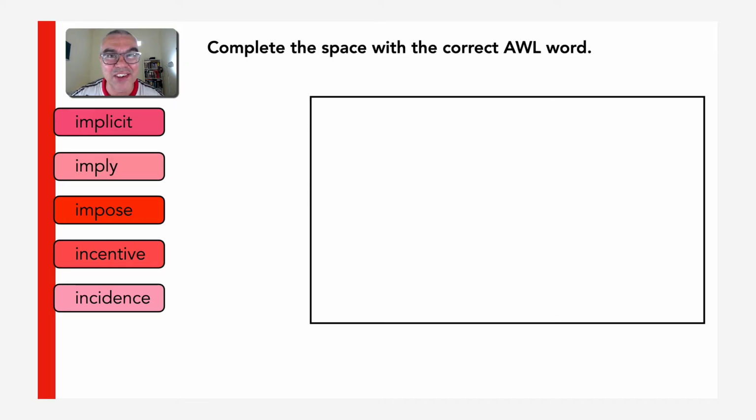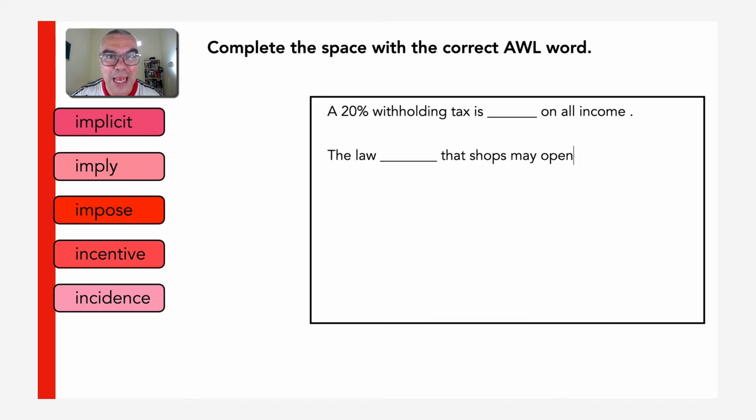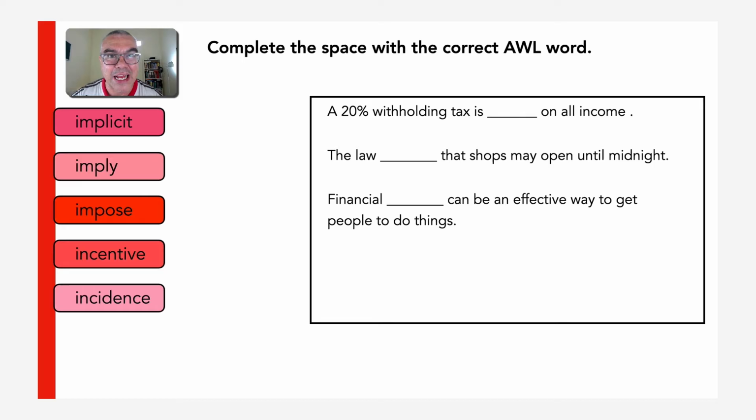And in this exercise, I'd like you to fill in the space with the correct AWL word that I've just mentioned. Here are the sentences. A 20% withholding tax is blank blank on all income. The law blank blank that shops may open until midnight. Financial blank blank can be an effective way to get people to do things. The president blank blank criticized China's policy on imports.